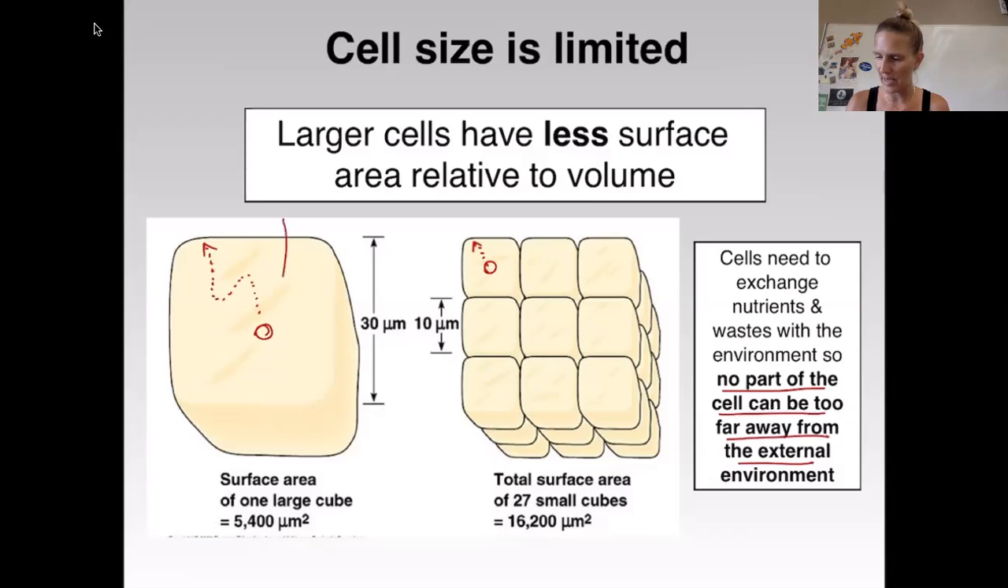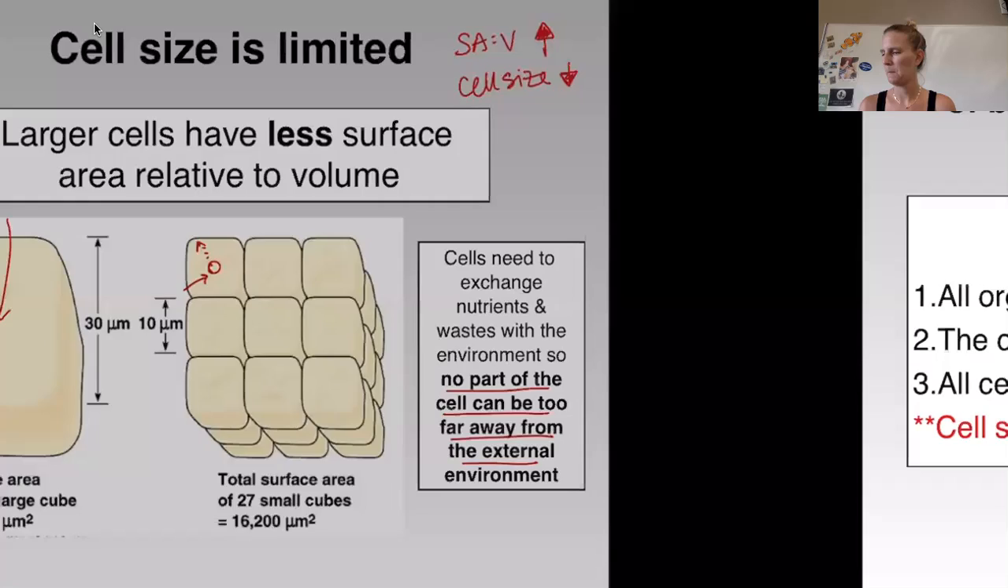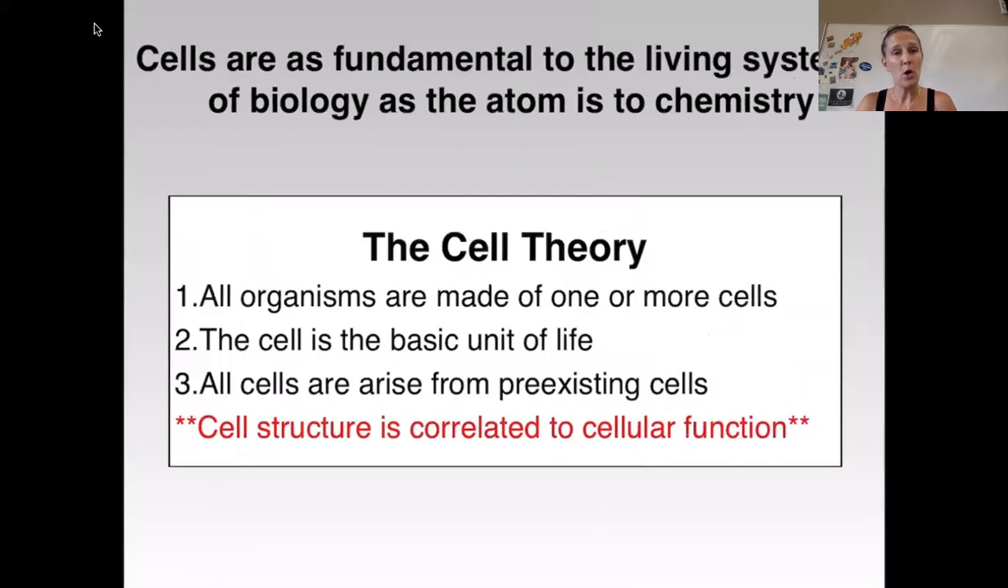And that's going for inside the cell too, things coming inside the cell. So surface area to volume ratio, we want large, and that occurs in small. So that makes the cell size very small. All right, cells are fundamental to living systems of biology, just as the atom is to chemistry, right? They're the fundamental units of all living organisms.